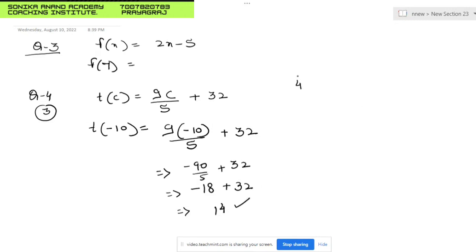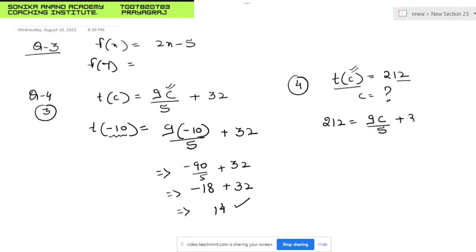Now the fourth one is different. Here the value of F(C) is given, 212, and you have to find the value of C in the fourth part. When the data is given in the bracket, that means you have to put the values. When the data is given like this, that means the value is 212 and you have to find the value of C. So I will write over here 212 equals 9C by 5 plus 32. After that you can solve for the value of C, or do I have to solve it? No, ma'am, I guess I can solve it. Okay, I'm doing it for you.